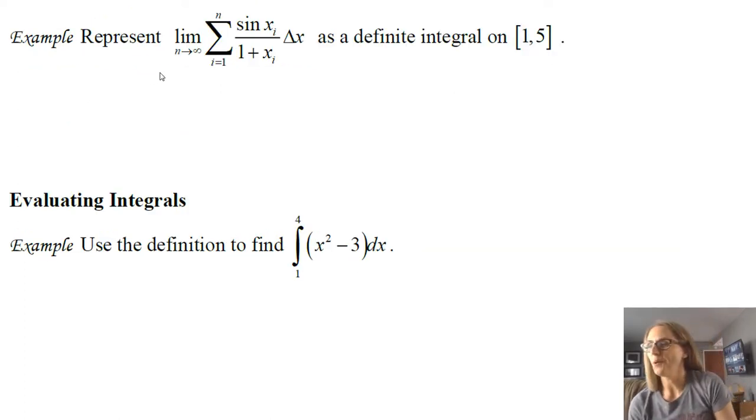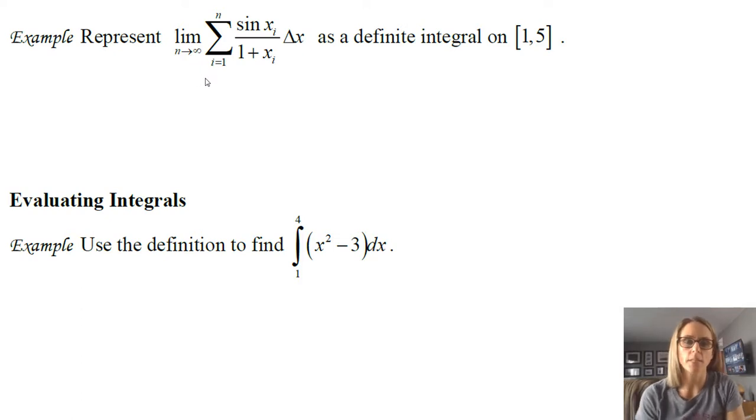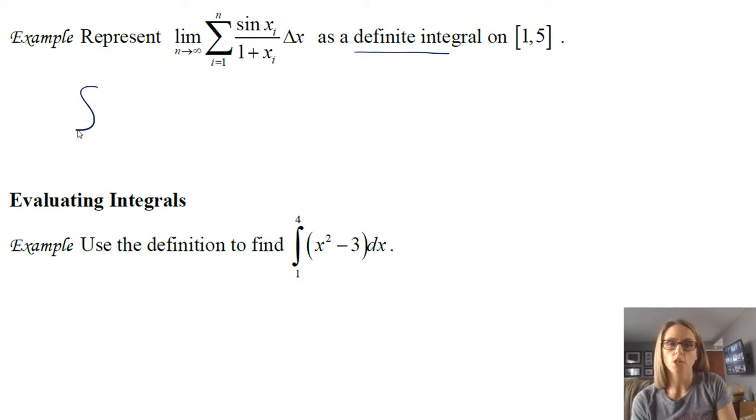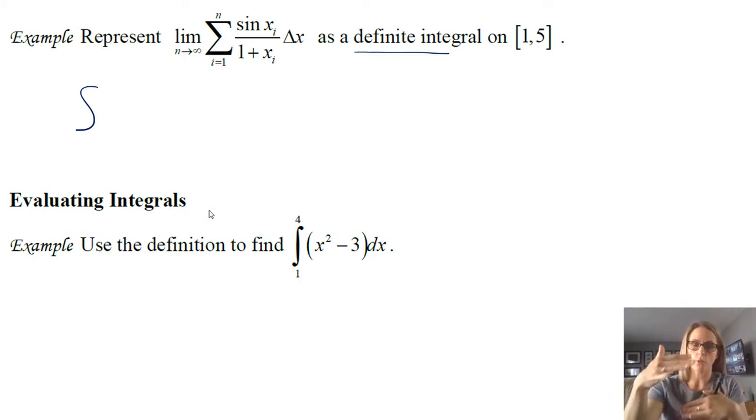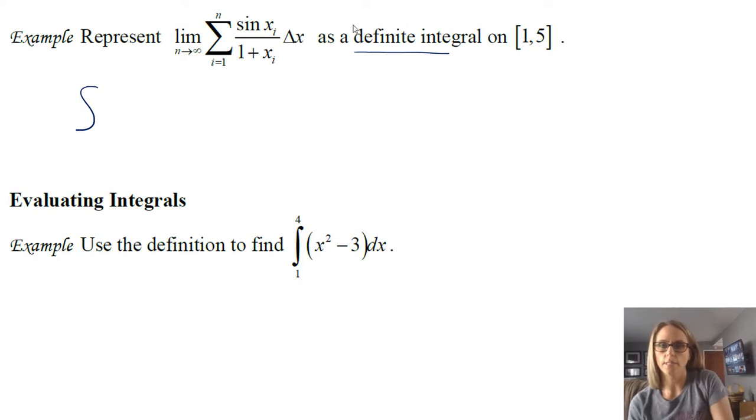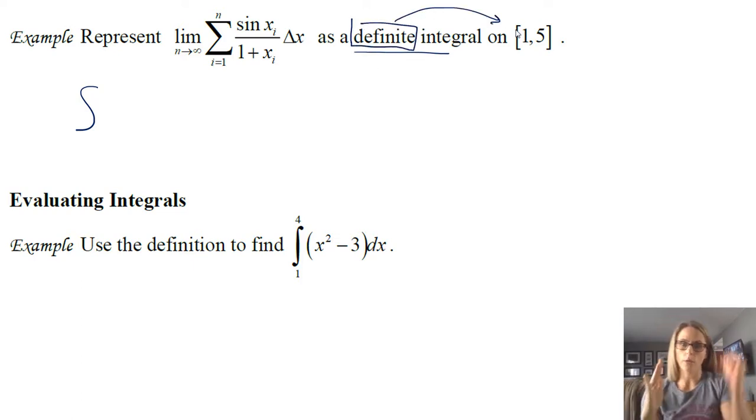Okay, so now you're like, oh, I thought we were done with our sigmas. Well, this limit as n goes to infinity, this is a function here inside the sigma. When it says represent this as a definite integral, the idea is just rewrite this using integral notation. And when we say definite integral, that's because we're integrating over some sort of interval from a to b. That's the idea of definite. It's because we're told from here to here.